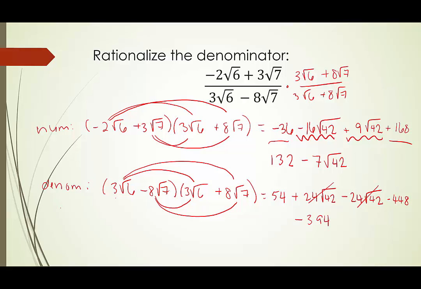So now we're ready to write our final answer. We have 132 minus 7 radical 42 divided by negative 394. I don't think we're going to find any common factors because 132 is not divisible by 7 and we don't need to check anything else. So this would be our final answer.